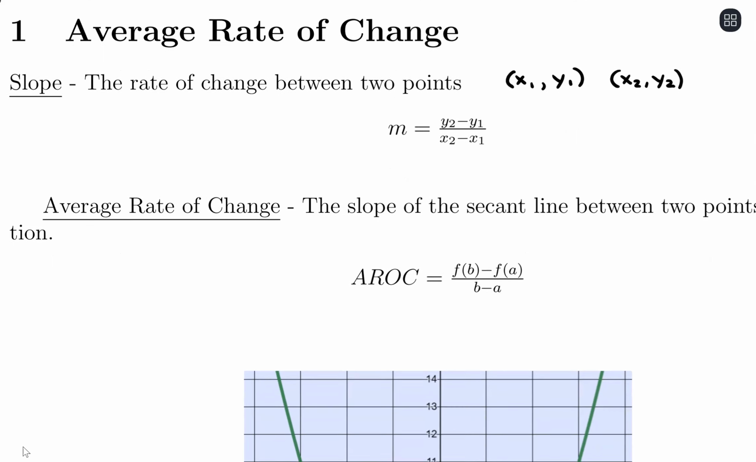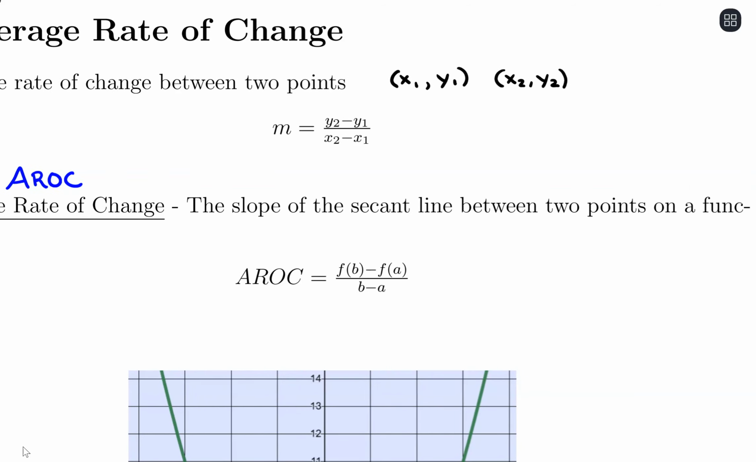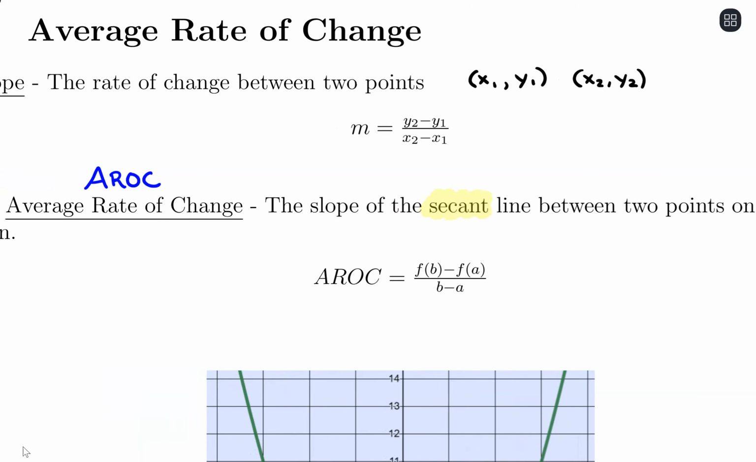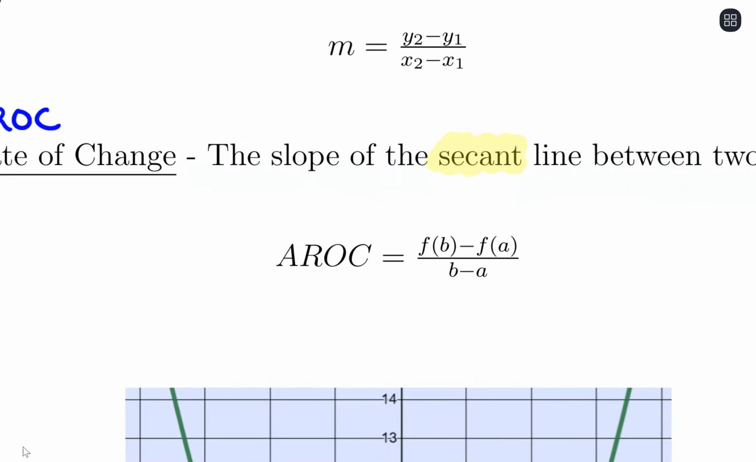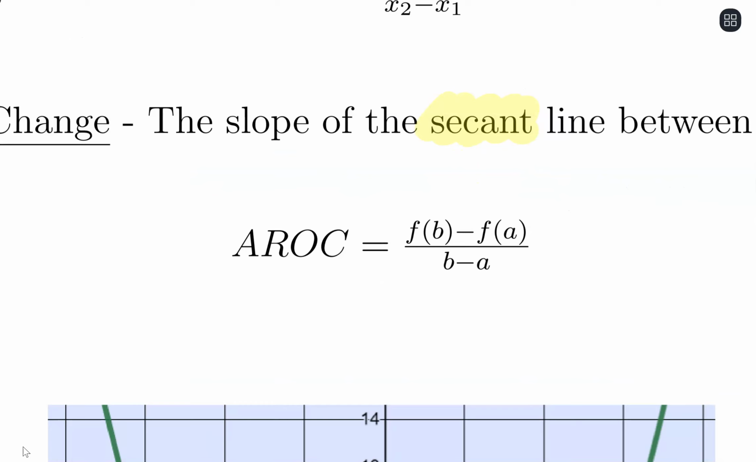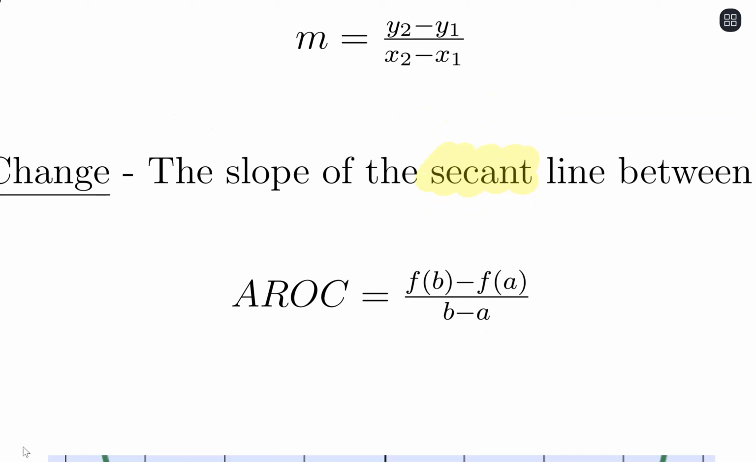So then we can talk about average rate of change, which is the same idea as slope. It's just a different name. So average rate of change, or AROC for short, is the slope of the secant line, is what we'll call it, between 2 points on a function. So this notation here for our average rate of change is really the same as up above. It's just using our function notation.